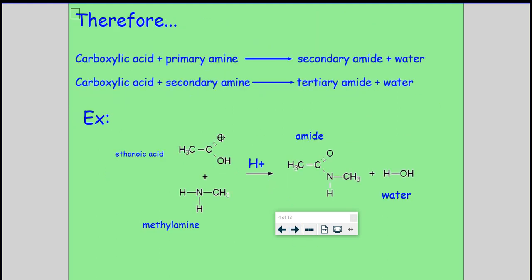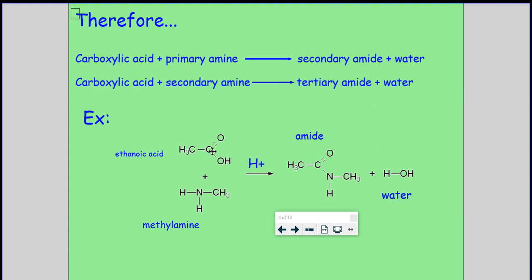So, looking at how it's synthesized, if we have a carboxylic acid and a primary amine, that would produce a secondary amide and, as a byproduct, H2O. Continuing that, a carboxylic acid with a secondary amine would produce a tertiary amide. There's a pattern there, right? You don't have to memorize this part. As long as you're able to picture this and draw the general forms, you'll see that it will form this. A secondary amine will get an extra alkyl group attached, which will make it a tertiary amide. Hopefully that made sense.